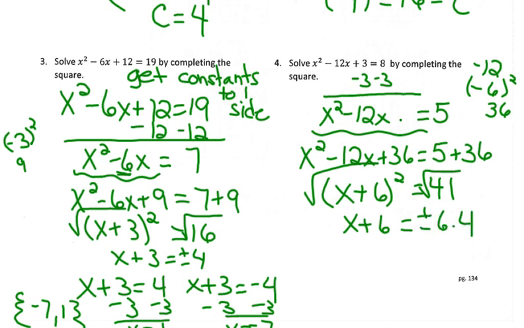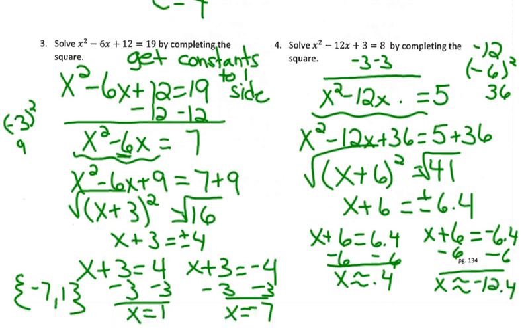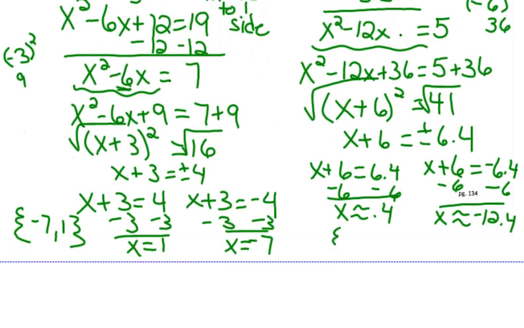So now when I set up my equations, x plus 6 equals 6.4, x plus 6 equals minus 6.4. So subtract 6, and I'm going to change these to approximately because we rounded. Minus 6, x is approximately negative 12.4. Okay, so my answers are negative 12.4 and 0.4.